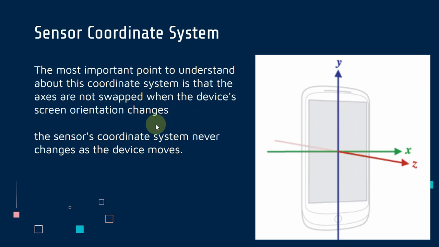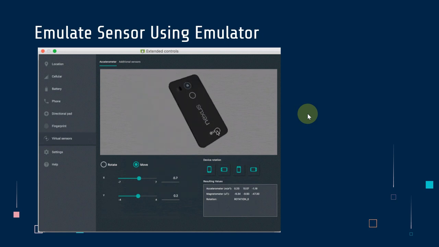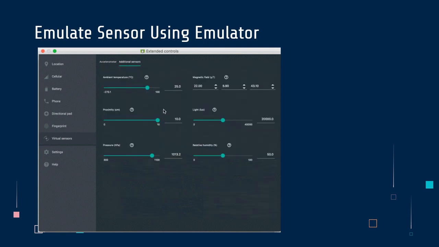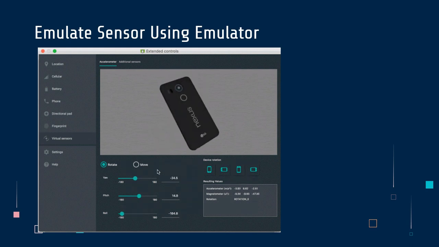The most important thing to understand here is that the coordinate system of the device is not swapped when the device screen orientation changes. So if you rotate your device, it always stays like that. The sensor coordinate system never changes as the device moves. If you work with sensors, you may emulate the sensor using the emulator. The Android emulator provides features to emulate standard sensors like rotation and movement.